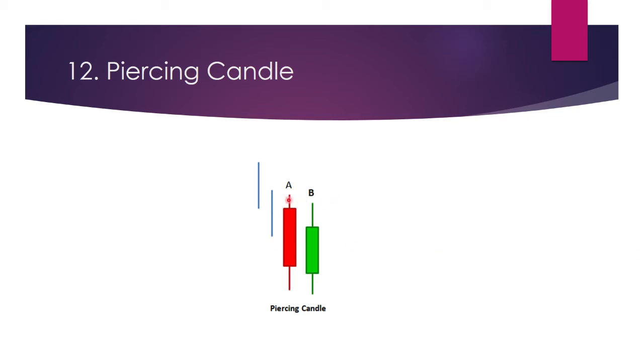Okay, higher highs, lower lows. The close price of candle B must be equal or above the midpoint of candle A's body. Okay, at the midpoint of candle A, but not above the open price of candle A. So it's going to meet in the middle right here, but it can't be no higher than right here. Okay, it's going to be a little bit lower over here, but it's going to meet in the middle. Okay, that's a piercing candle, which is a bullish reversal signal.